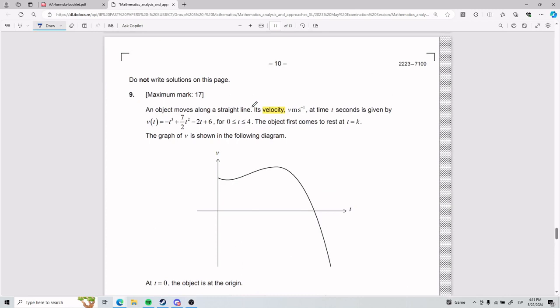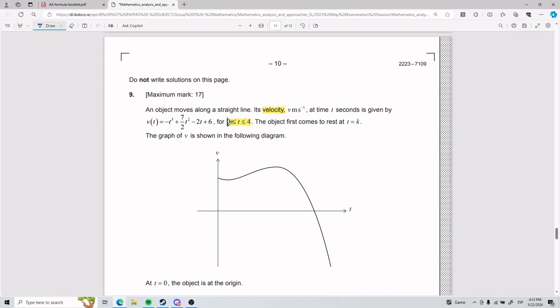So, that being said, for number 9, the context it gives us is that we have an object. It moves along a straight line and its velocity in meters per second. Okay, so its velocity v meters per second at time t seconds is given by this function here. And they tell you that this is for values of t that go from 0 to 4.